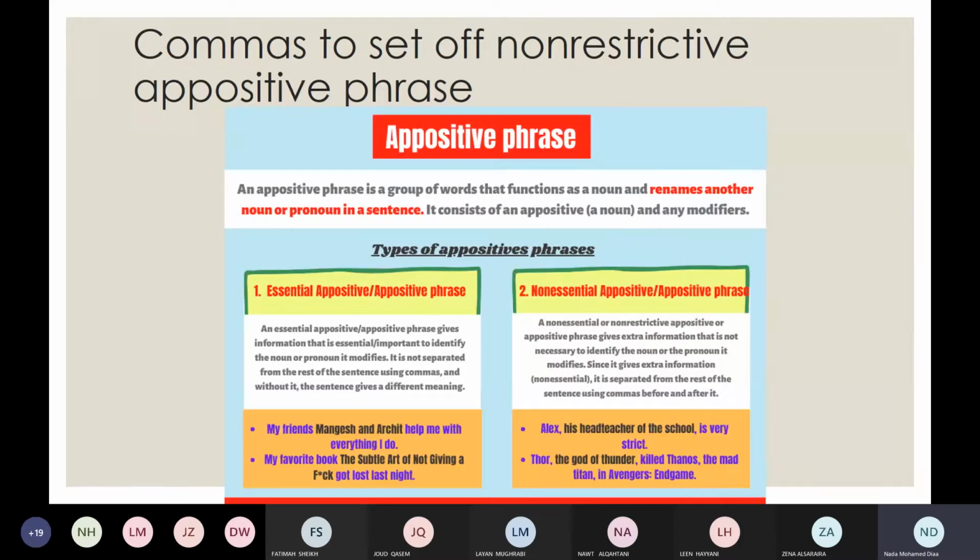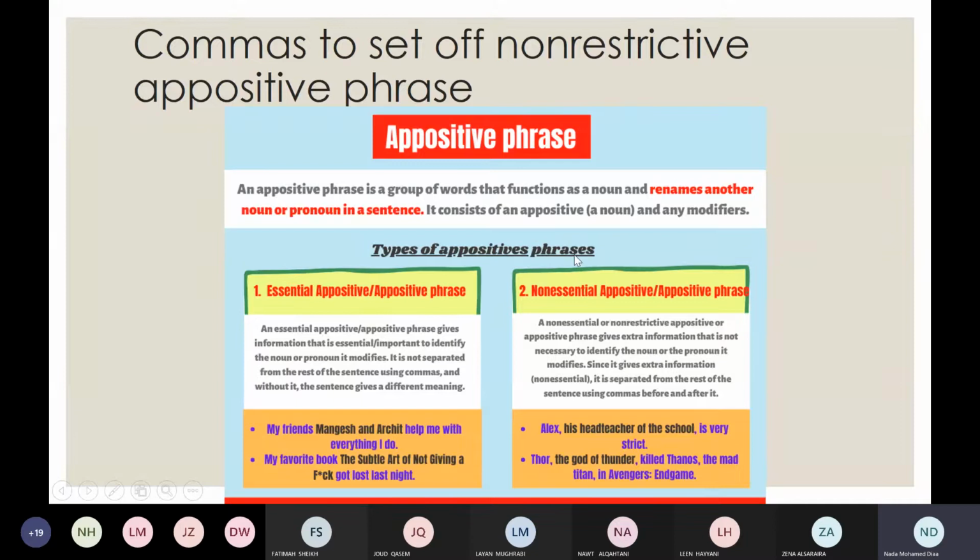So this is the first case. The second case is in an appositive phrase.